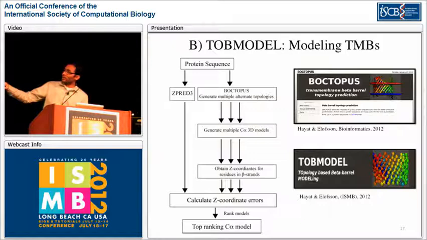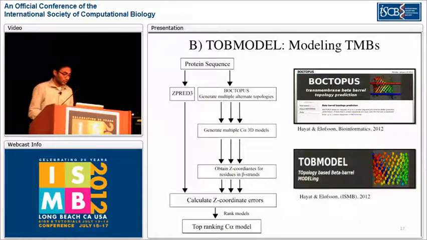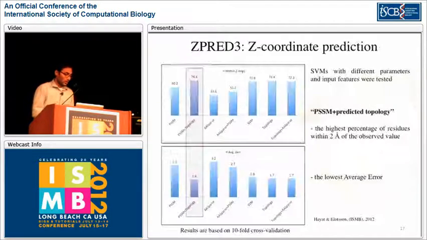The other way would be you take the protein sequence and you train another support vector regression, and then you develop something called ZPRED3, which is an extension of ZPRED that RNA has for alpha helical proteins. And then you just compare those two z coordinate values, and you can rank your models. So this is a very simple pipeline. Of course, in the future, it can be made more complicated and more robust, but this is what we have now.